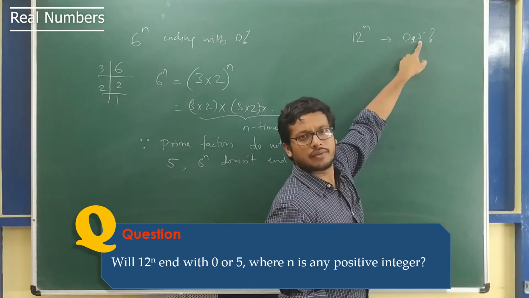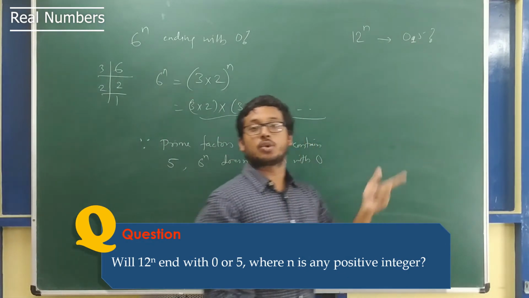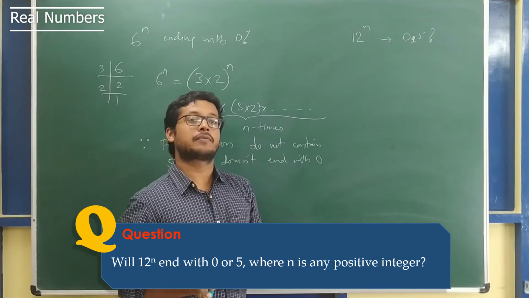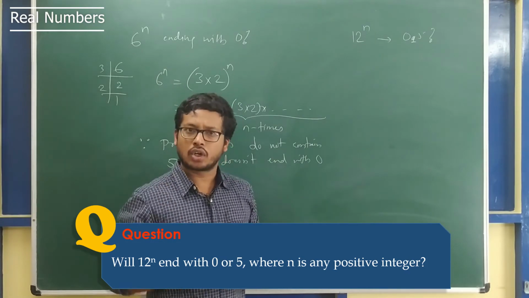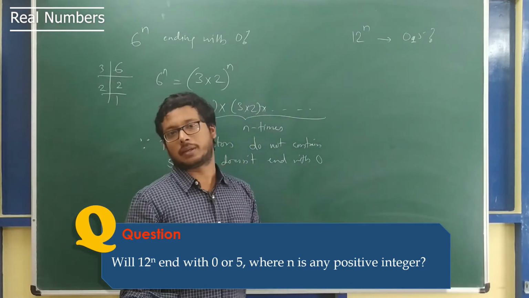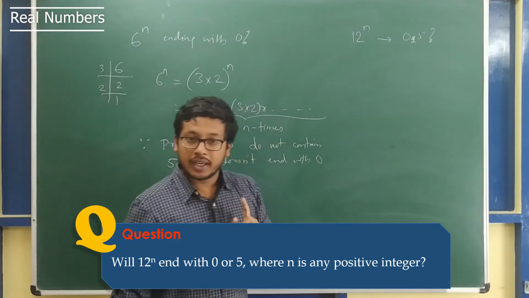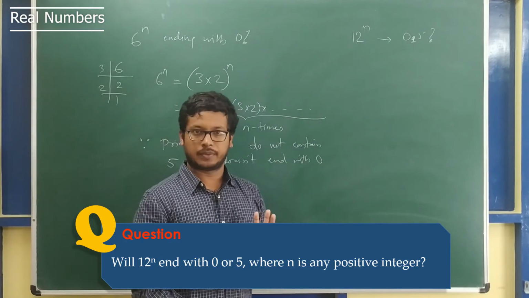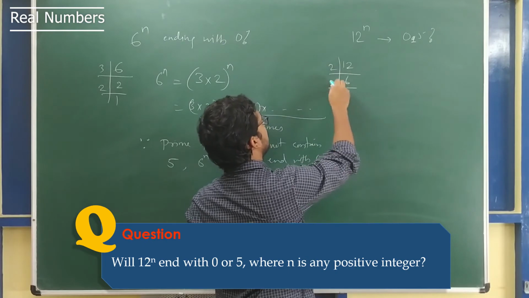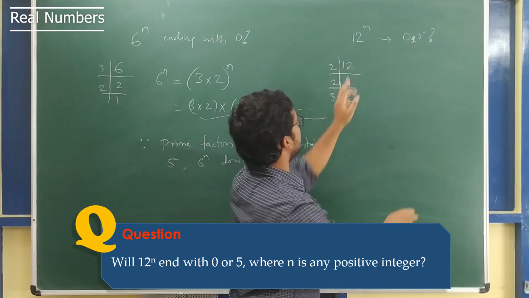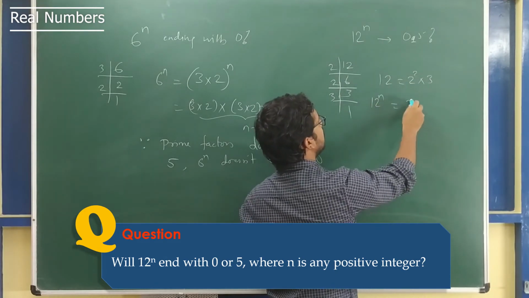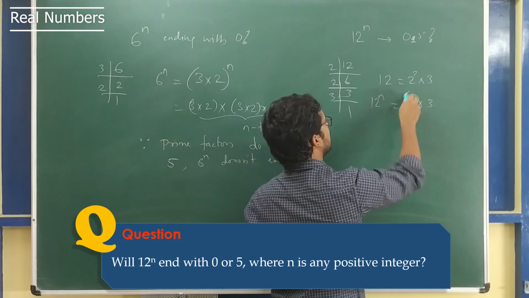When will it end with 5? The prime factors should contain 5 and not 2. If the prime factors contain 5 and not 2, then definitely this will end with 5 in the unit place. If it contains both 5 and 2, it will end with 0. Correct? So let's see the prime factors of 12. 12 is essentially 2 square into 3. So 12 power n will be (2 square into 3) whole power n.